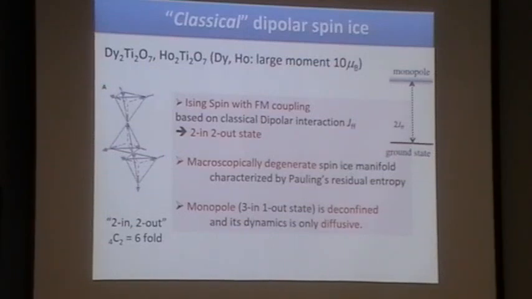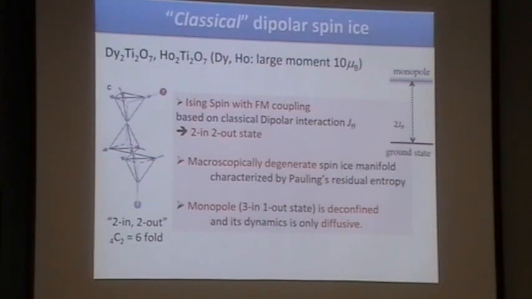And on the other hand, what is called a monopole here is this: first you can create a dipole, and then they can be separated from each other without much cost, just a small amount of energy. And they can freely move, separated from each other. Technically it's called deconfined. And its dynamics is only diffusive. It's like a Brownian motion. It's a somewhat excited motion, because it follows classical, not quantum, dynamics.